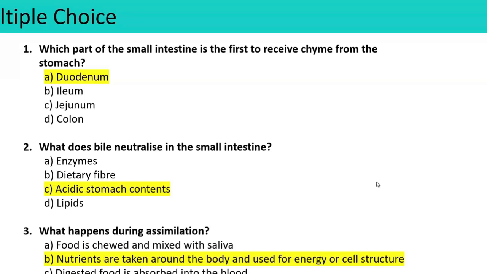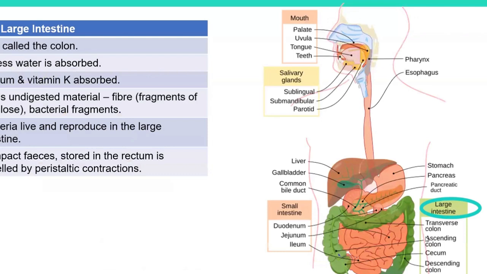What is the colon? Oh, yeah, sorry. The colon is the large intestine. It's another word for it. So we have the ascending, transverse, and descending colon. Basically, that just tells you which part. Ascending means going up, transverse means going across, and descending means going down.